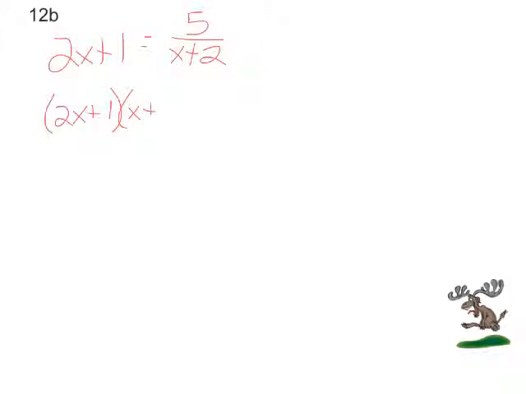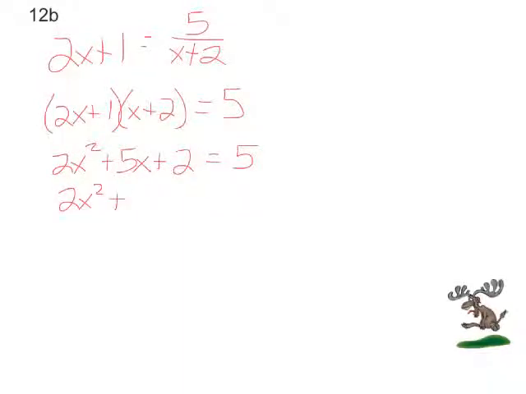Okay, for 12b, what we have here is 2x plus 1 is equal to 5 over x plus 2, and we're trying to solve this. I'm going to get rid of my fractions by multiplying everything by x plus 2. I have to remember that when I do that, negative 2 is still not in the domain of the function. So if I get negative 2 as an answer, we need to pull that one out of our answers. So we can distribute this and get 2x squared plus 4x plus 1x plus 2 is equal to 5, and 2x squared plus 5x minus 3 is equal to 0.